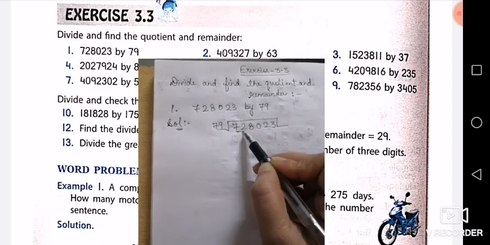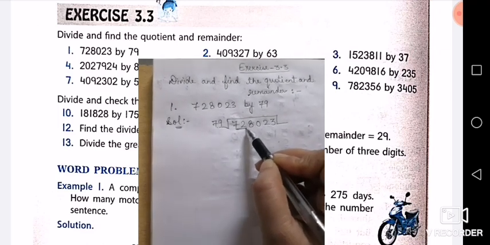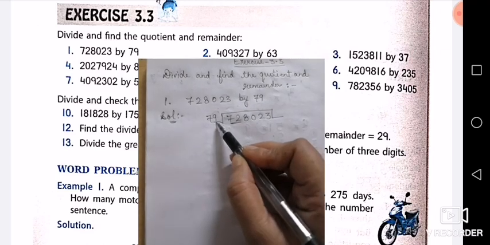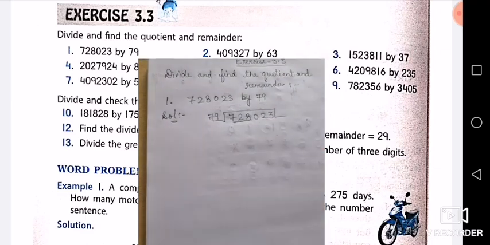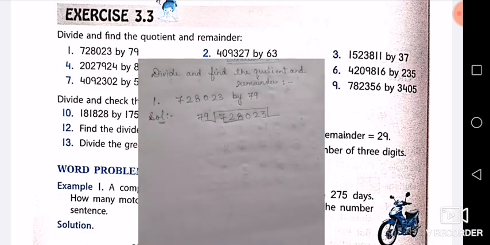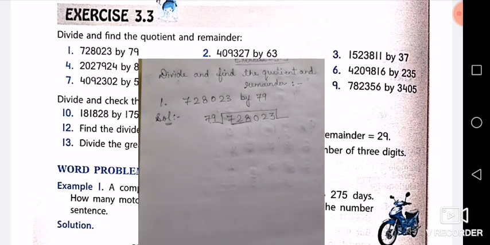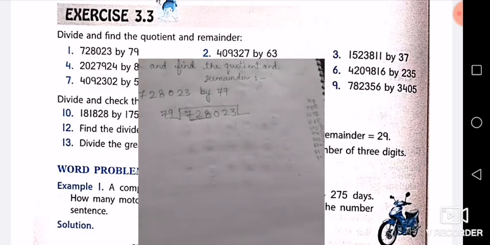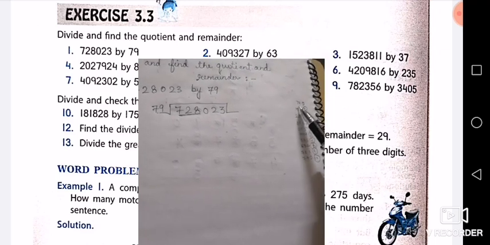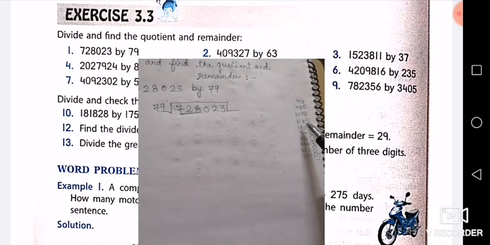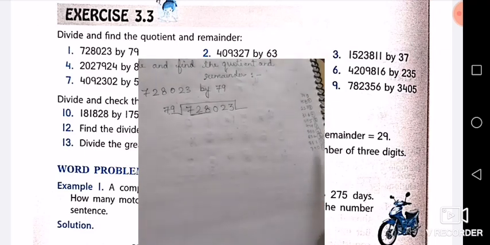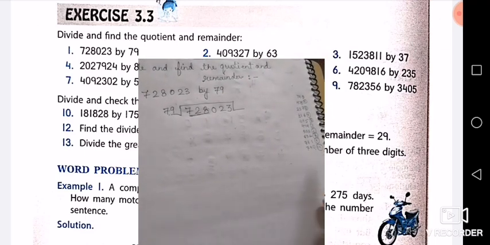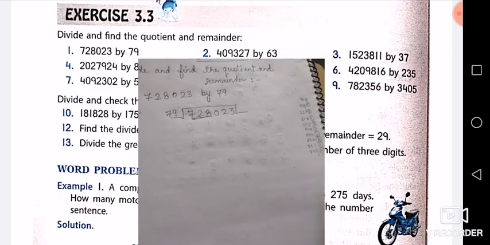Now here in the dividend you can see the first 2 places, that is 72. Now 72 is less than 79. So what are you going to do? You are going to take 3 digits, that is 728. Now as I told you previously, you can write this kind of times table. 79 ones are, 2s are, 3s are, 4s are, 5s are, 6s are, 7 times, 8 times, 9 times and 10 times, so that it will help you to do the division quickly. It will hardly take 1 minute, it will hardly take 30 seconds to write it.